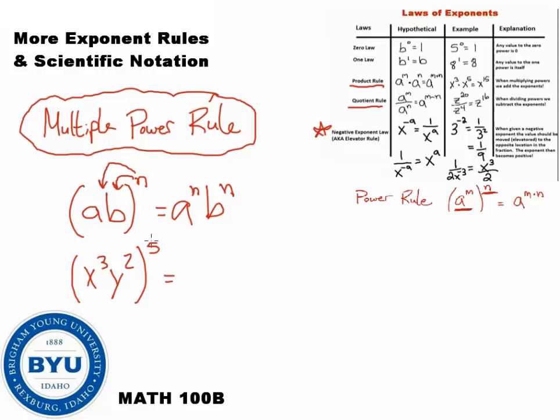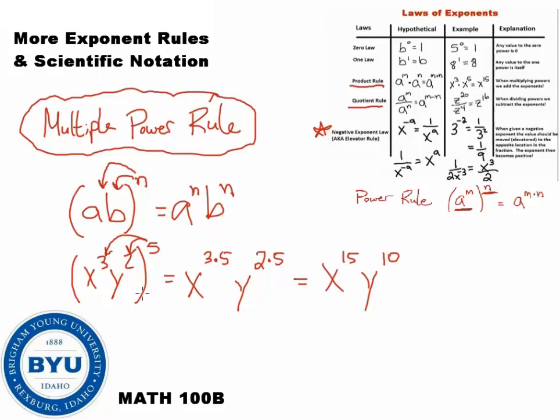So basically, we need to raise everything inside the parentheses to the 5th power. So we would do that by applying the power rule. We know that when we have a power raised to a power, we multiply. So I have x raised to the 3 times 5 times y raised to the 2 times 5. This comes out to be x to the 15th, and this comes out to be y to the 10th.